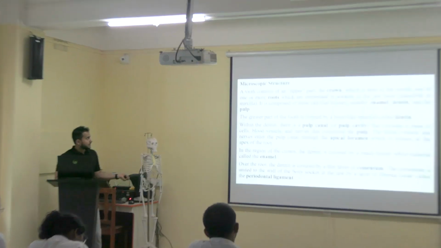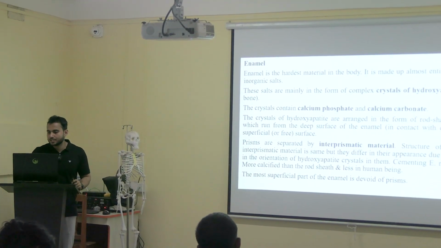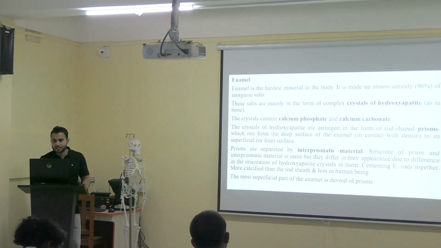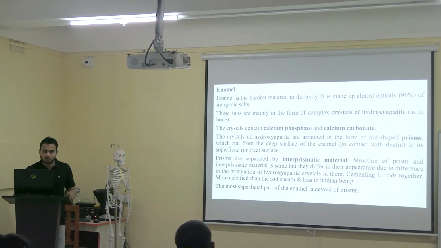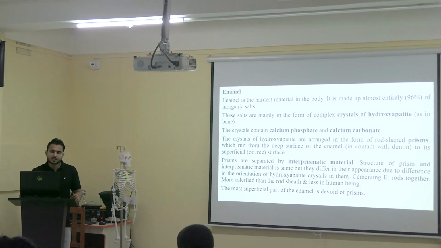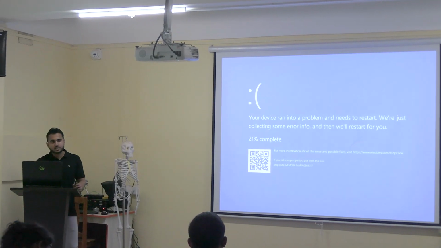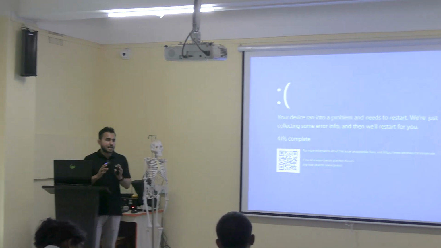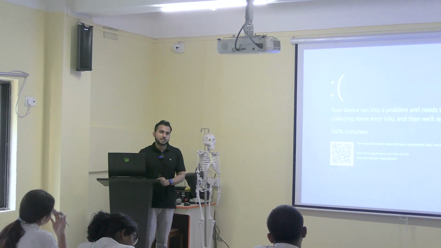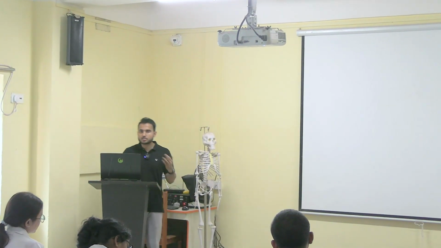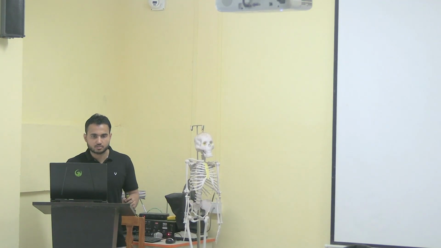Okay, so we'll start with the enamel. As I said, enamel is the hardest material in the body. Okay, it is almost made up of 96% inorganic salt, and organic substances are also present. Okay, enamel is the hardest material of our body. 96% of the enamel is made up of inorganic salt. ठीक है, inorganic salt में क्या रहता है? Calcium phosphate and calcium carbonate.